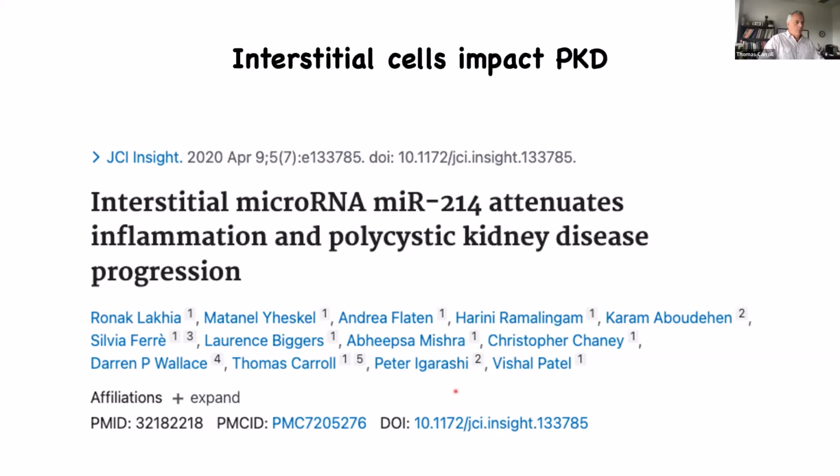I'll just remind people, all of you are probably very aware of Brad's work with the macrophages and other leukocyte populations that play a role in polycystic kidney disease. This is work that we did with Vishal Patel here, where we knocked out the microRNA miR-214 specifically in the FOXD1 population, and showed that it attenuates polycystic kidney disease. So I think that the heterogeneity that exists in the adult interstitium is probably going to play an important role, not just in maintenance of the epithelium, but also in disease states.